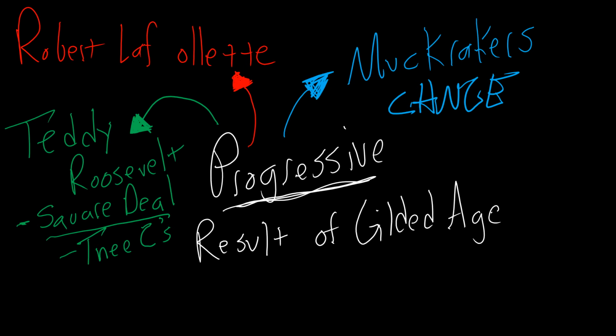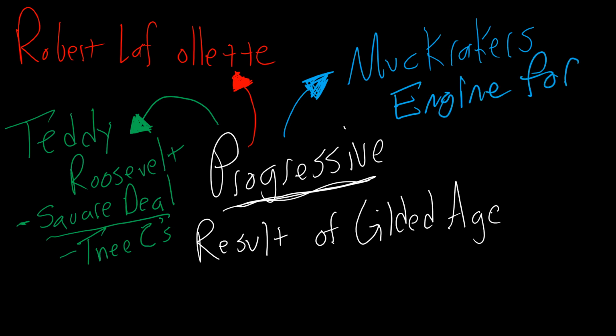Because of that, they become kind of the engine for the progressive movement. They're going to be the driving force behind it. And you have 3 famous muckrakers that you have to know. The first muckraker is Lincoln Steffens.